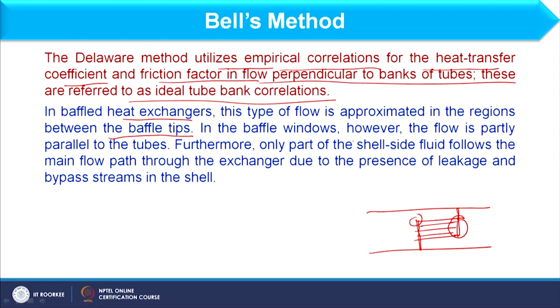In the baffle window, now what is the window? Window is basically this section, which is between the baffle tip and the shell inside diameter. In the baffle windows, however, the flow is partially parallel to the tube, because when I am considering the movement, it is like this. So, here it is completely cross and here it is parallel to the tube, parallel to the flow which is available in the tube.